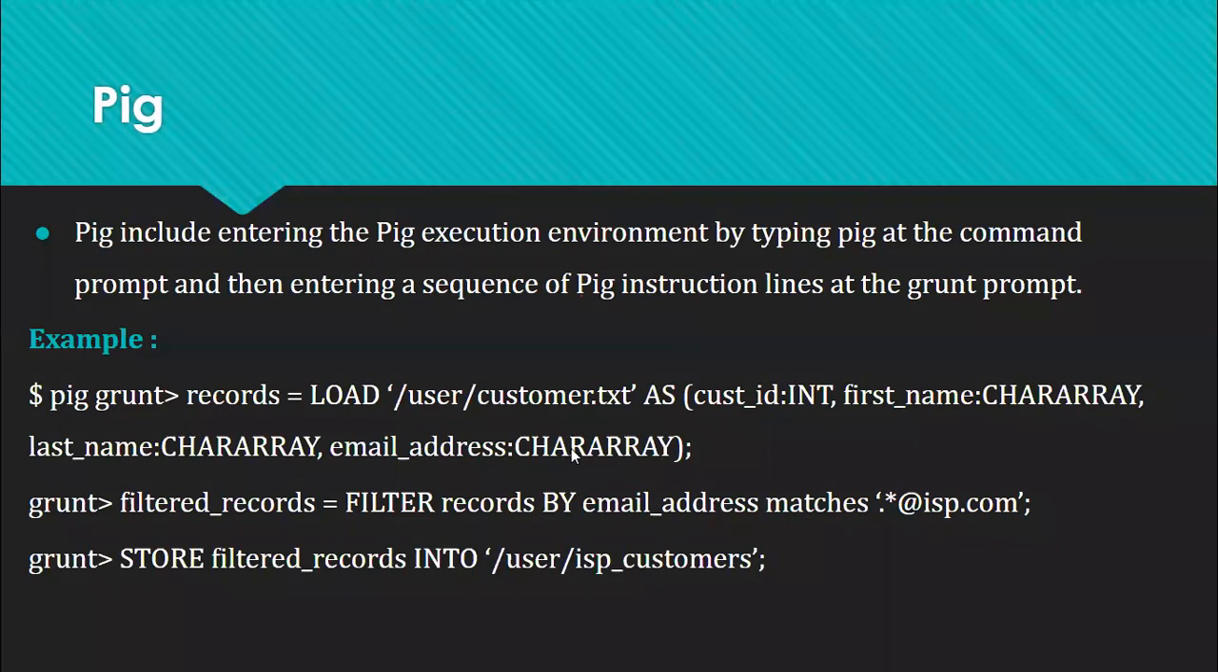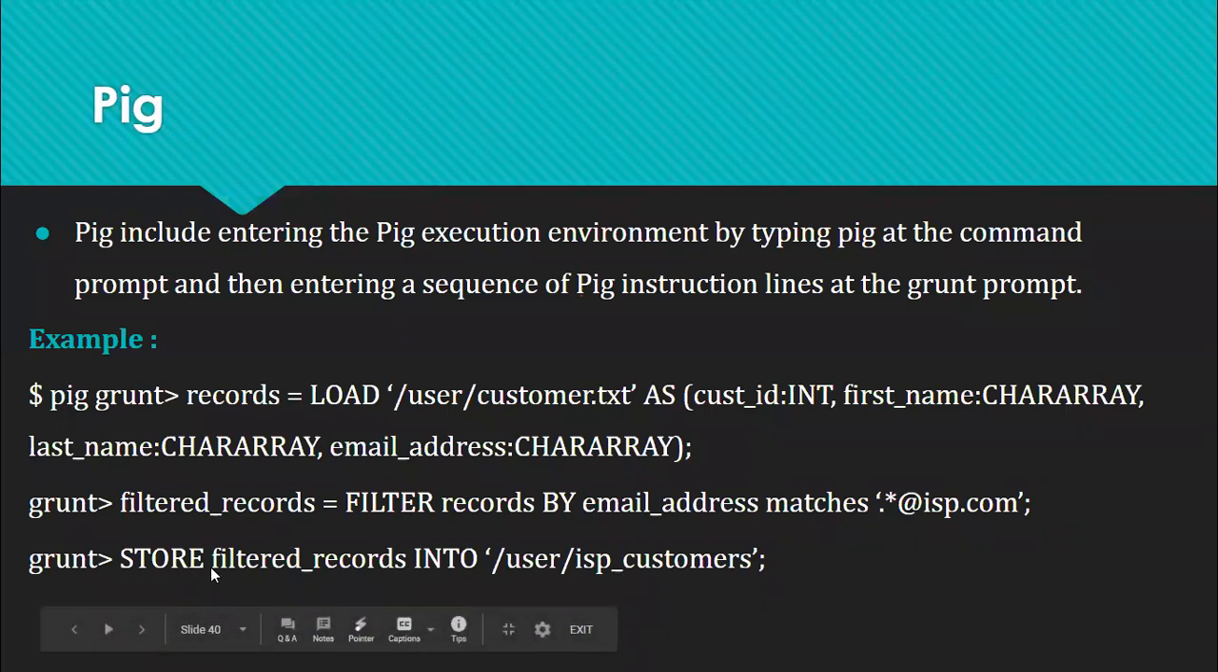Then third is store the filtered record into /user/isp customers. Whatever output is generated from the filtered record, we want to store that output in some file. So here we are storing that output of filtered record into the isp_customer file, located under the user location.